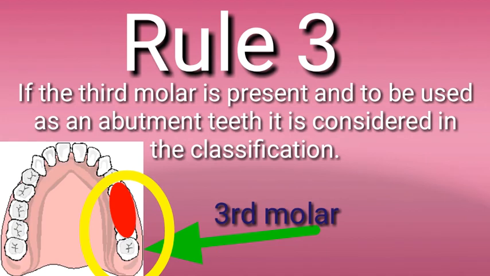Rule number 3. If the third molar is present and to be used as an abutment tooth, it is considered in the classification. Viewers, below the picture you can see the third molar is present and we can use it as an abutment. Due to this, that's rule number 3.